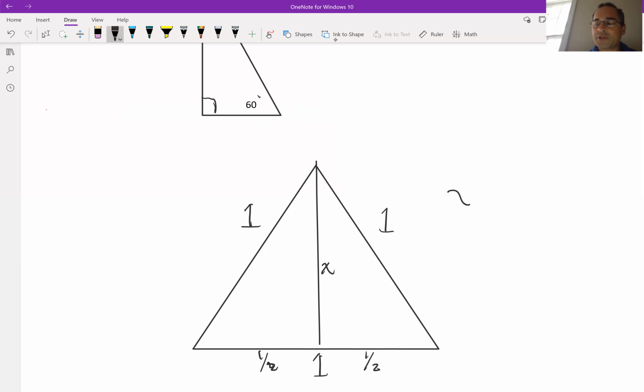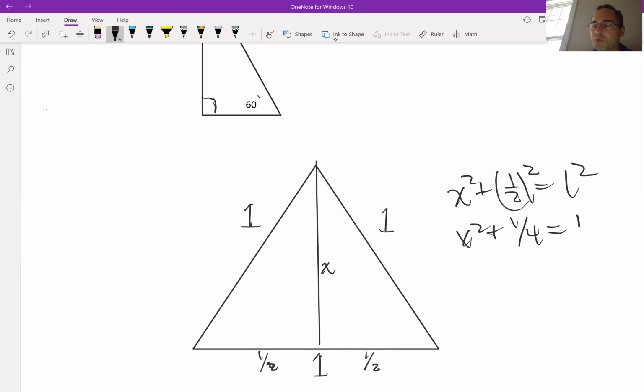So we can say x squared plus 1/2 squared equals 1 squared. So x squared plus 1/4, 1 divided by 4. I don't like the way that looks. It's really hard to write on this thing. Equals 1. So x squared equals 3/4. So x equals the square root of 3 over 2.